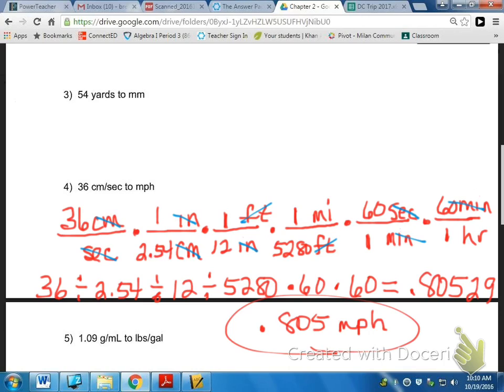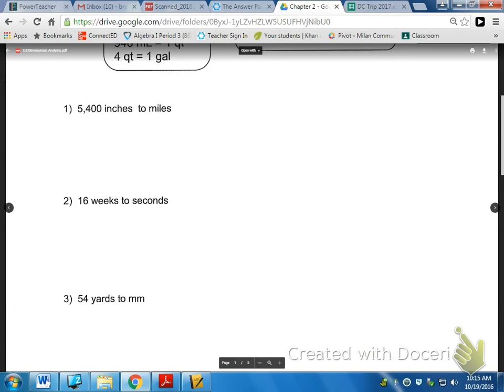Are there any other questions? Yes? How would you do number 2? Well, does everybody have the red written? Okay, I think we talked about number 2. Weeks to seconds. I said you go from weeks to what? Weeks goes to days. Days go to hours. Hours go to minutes. And minutes go to? There you go. So that's what you're going to do.